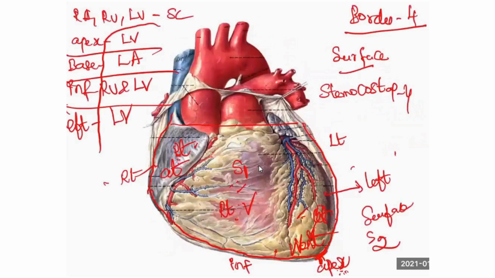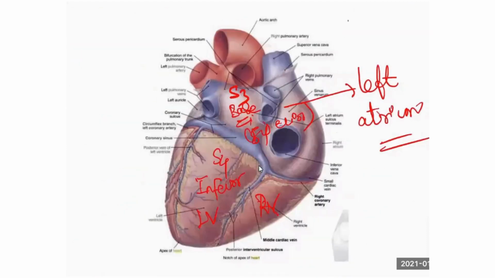Now you see, there is a groove here, right? Separating right atrium and right ventricle. That is called coronary sulcus. Again, you see two ventricles are separated by a line here. Am I right? That is called interventricular groove. Is it anterior or posterior?